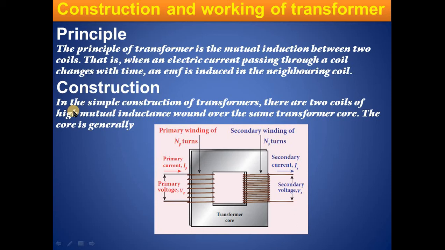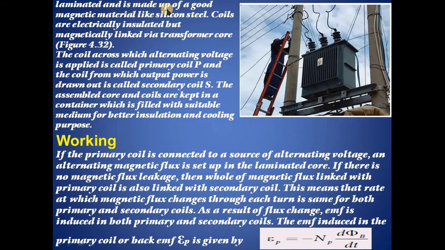So the construction is: in the simple construction of transformers, there are two coils of high mutual inductance wound over the same transformer core. These are the two coils wound over the same transformer core. The core is generally laminated and is made up of good magnetic material like silicon steel. Please note it down, magnetic material like silicon steel.